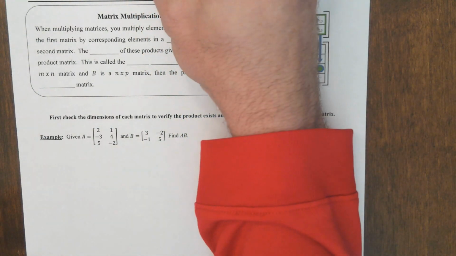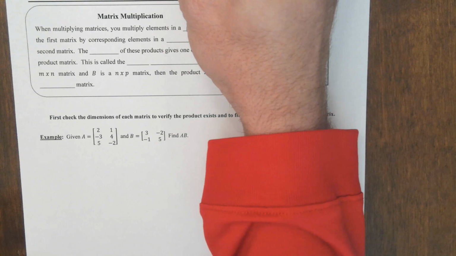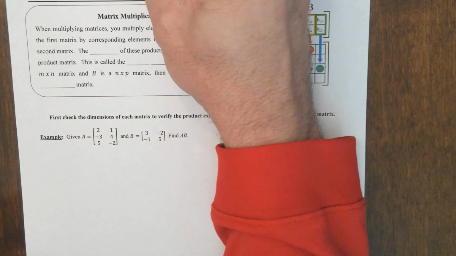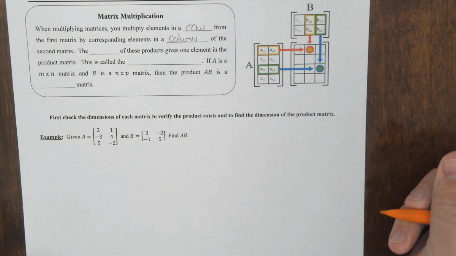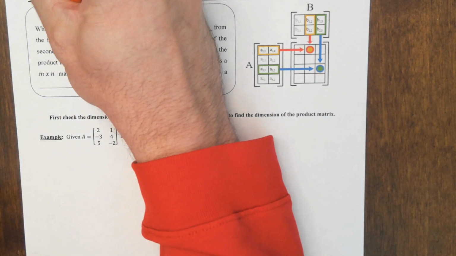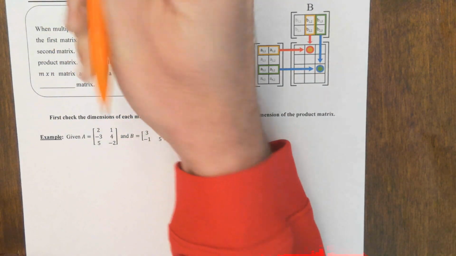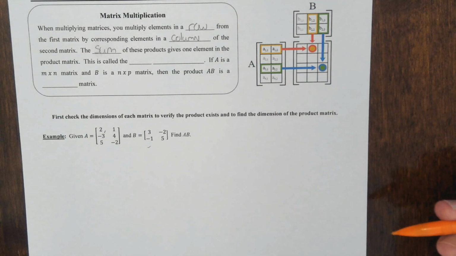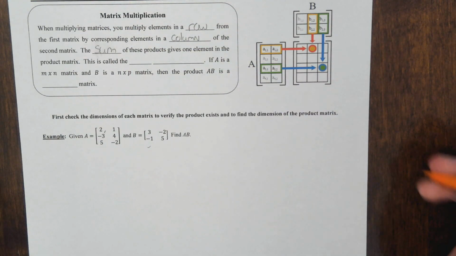All right. So when multiplying matrices, you multiply elements in a row from the first matrix by corresponding elements in a column of the second matrix. The sum of these products gives one element in the product matrix. This is called the dot product.